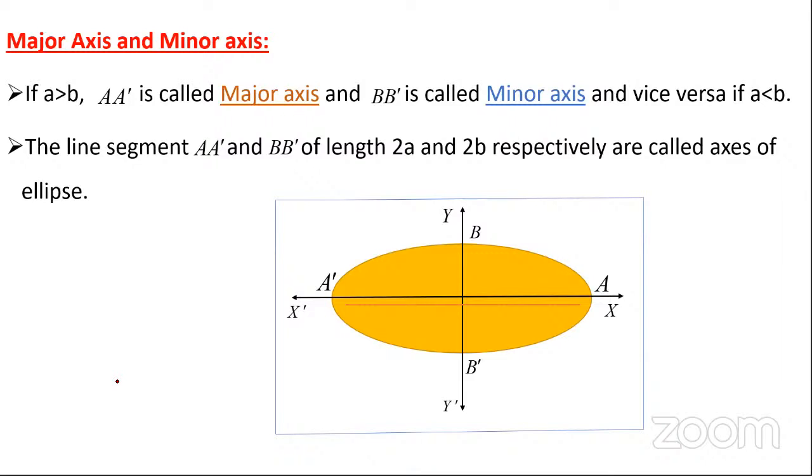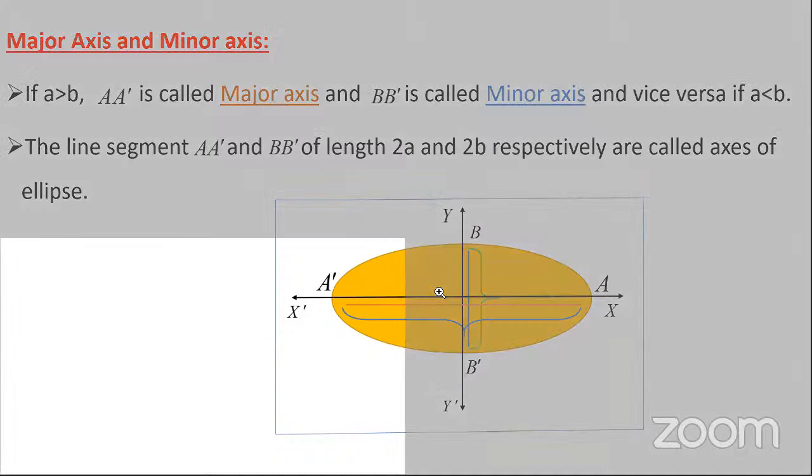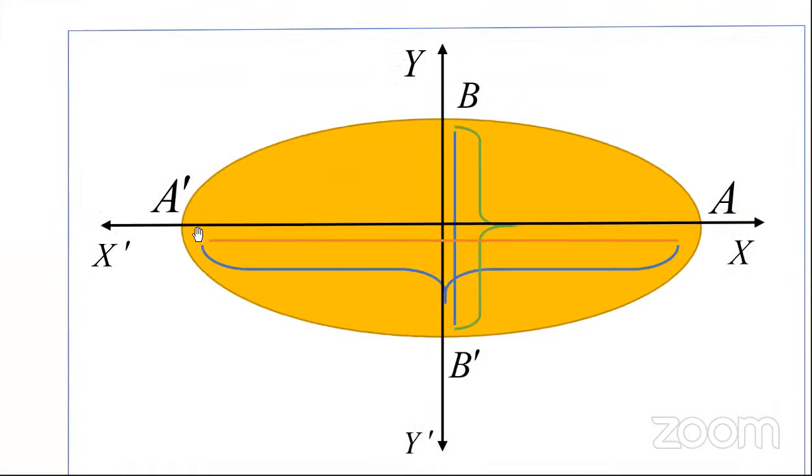The length of a dash is nothing but 2a, and the length of b dash is nothing but 2b. Observe this now. Here a dash is the major axis and b dash is the minor axis, where a is greater than b. If a is less than b, then the major axis becomes the minor axis and the minor axis becomes the major axis.